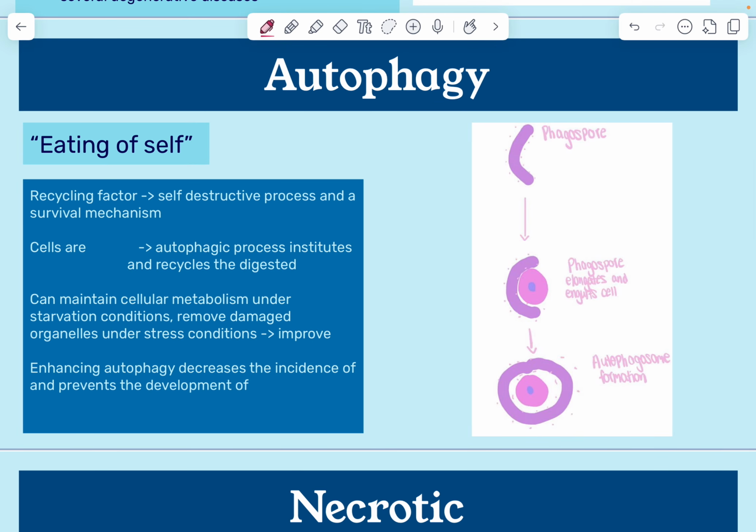The next type of cell death is autophagy, and this occurs when our cells are starved. So an autophagic process will institute cannibalization, and the cell will recycle all of its digested contents. With this, our cells can maintain cellular metabolism under the starvation conditions, so the cell is able to remove all damaged organelles under the stress conditions, which will overall improve cellular survival.